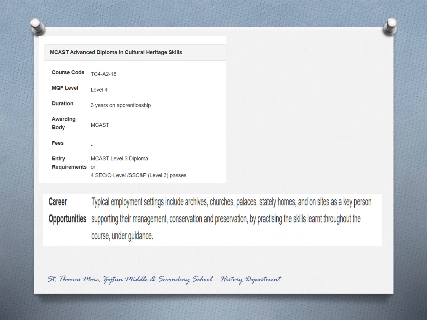Apart from studying history at secondary level, one can also study history at intermediate level and advanced level, as well at MCAST. Lately, MCAST has established an advanced diploma in cultural heritage skills for those that aim to become archivists, museum curators, librarians, people that restore and conserve historical artifacts or historical documents.